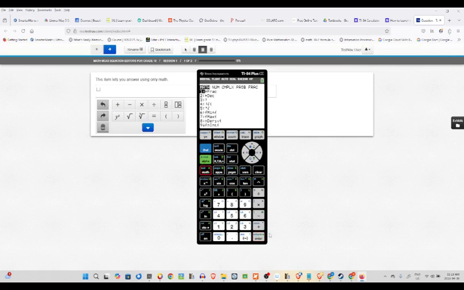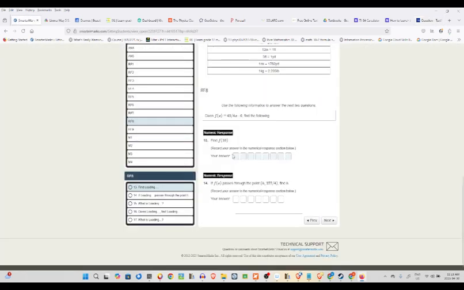We have a decimal, but we don't have permission to use decimals. So we convert that into a fraction. That's 203 over 2.